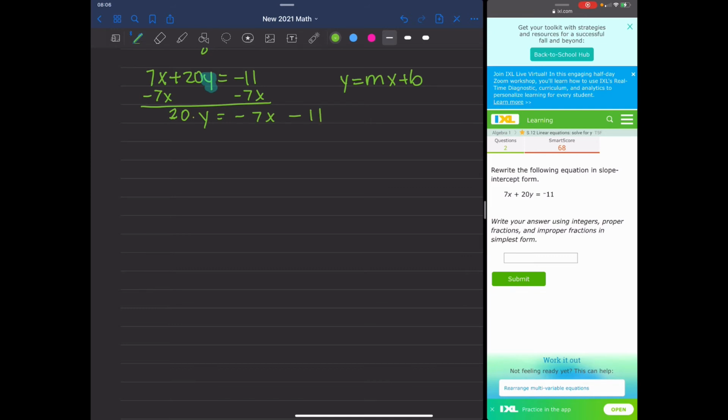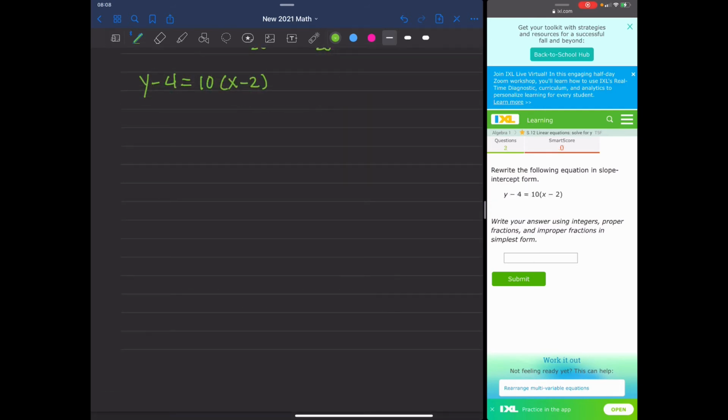This is multiplication of the 20 and the y, so undo the multiplication by dividing by 20 to each term. So I get y equals -7/20x minus 11 divided by 20, or 11/20. And that's my answer.